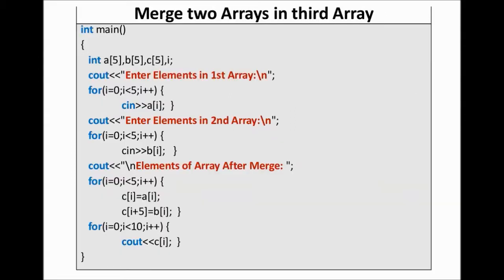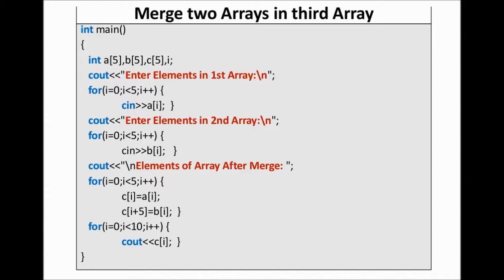Here is another problem: how to merge two arrays in a third array. For this problem, we write a program, int main, and in the main program we declare three arrays with data type int: first is a, second is b, third is c, and each array has 5 elements. Then we enter the values in the first array.